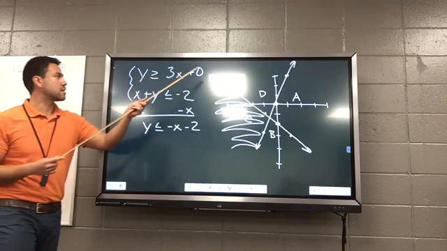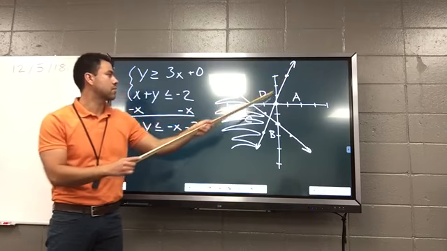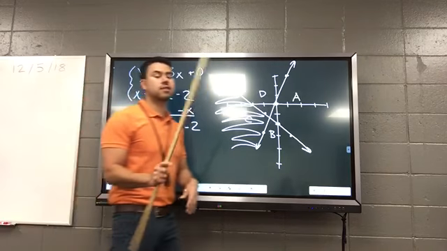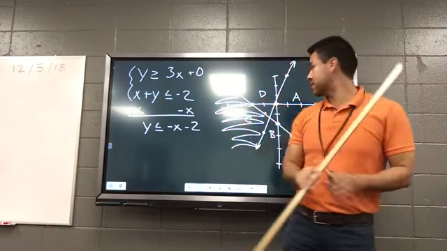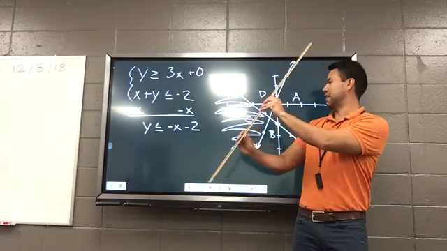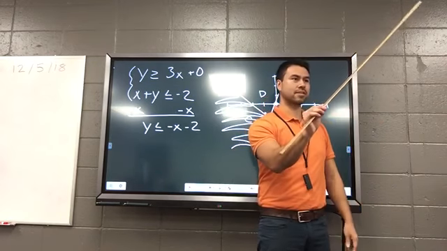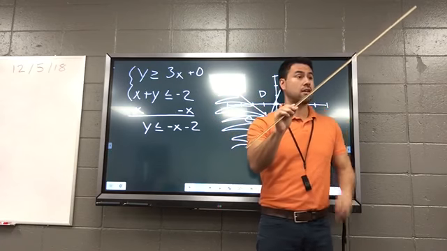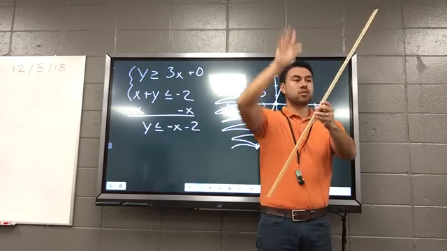Yes, ma'am? For y is greater than or equal to 3x, that's this line right here, right? Why would it be to the left? This is what I did last year. Make sure that's this line right here. This is the line. What region is above this line? Anything above it. That's the tricky part.